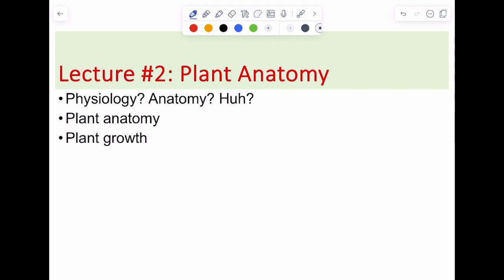So, plants. It's going to be relatively superficial, and it's going to feel like I'm throwing a lot of words at you. The point isn't to memorize all the words, just so you know. And this is not on your test for Tuesday. This will be on a test some other Tuesday.